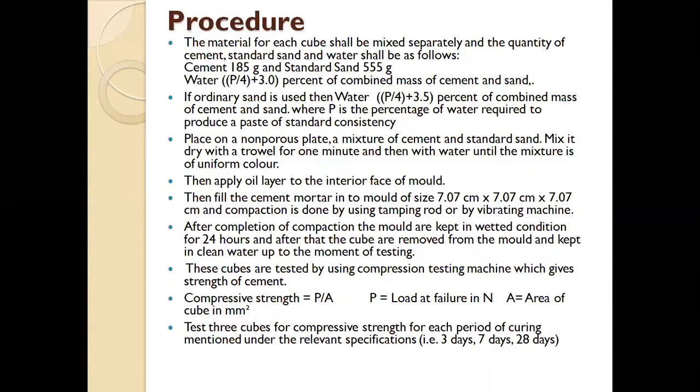The same we have to calculate for different weights or different proportions of cement and sand. This is for the standard sand. If we use ordinary sand, then use water as P/4 + 3.5% of the combined mass of the cement and sand. For standard sand, we use the formula of water as P/4 + 3%.